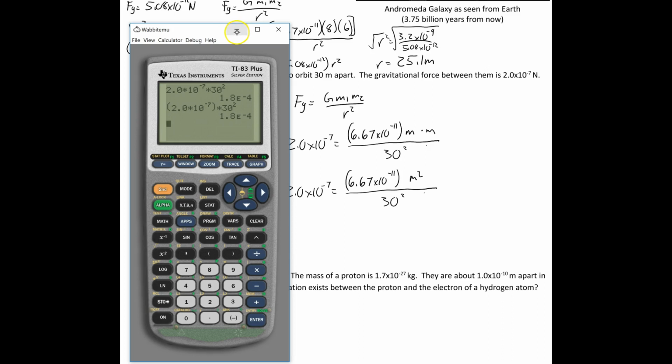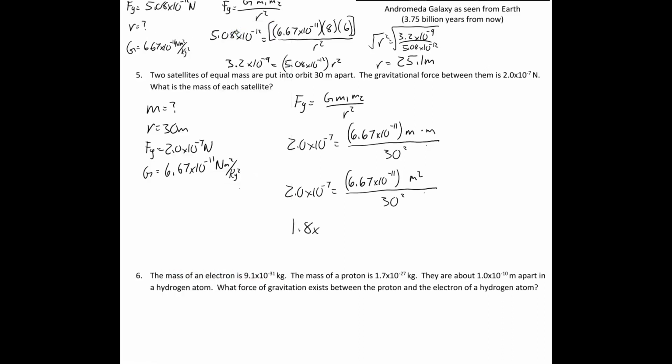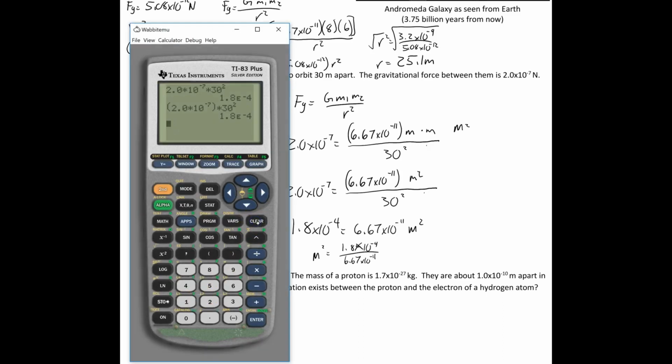So that's 1.8 times 10 to the negative 4 is equal to 6.67 times 10 to the negative 11 times meters squared. So this is 1.8 times 10 to the negative 4 divided by 6.67 times 10 to the negative 11. So the meters squared is going to be equal to, well, you just take this and divide it by, you could do 6.67 e negative 11.